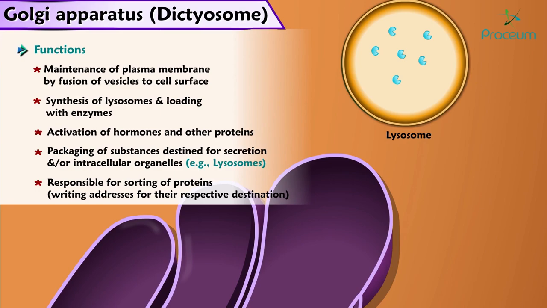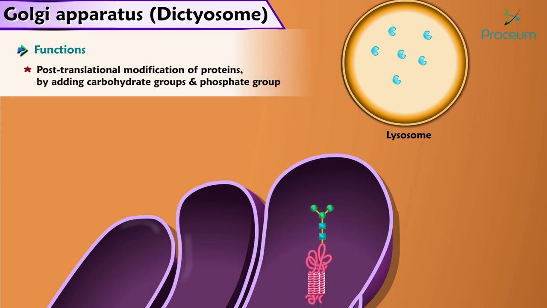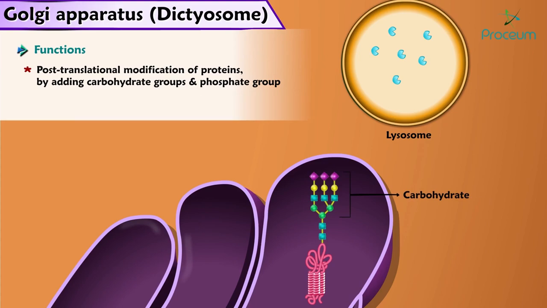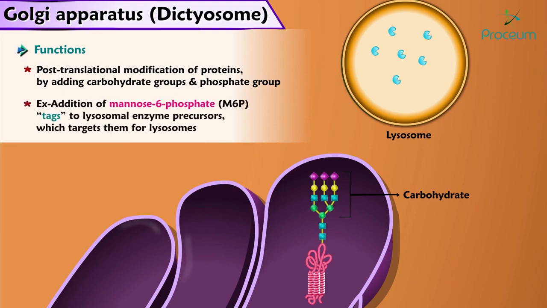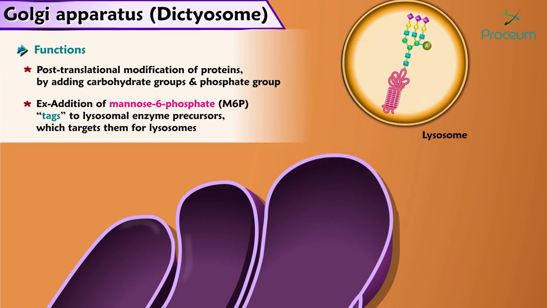The Golgi apparatus is also responsible for post-translational modification of proteins by adding carbohydrate groups, i.e., glycosylation, and phosphate groups, or phosphorylation, to proteins. And lastly, the Golgi apparatus is also responsible for the addition of mannose-6-phosphate, or M6P, tags to lysosomal enzyme precursors, which targets them for lysosomes.